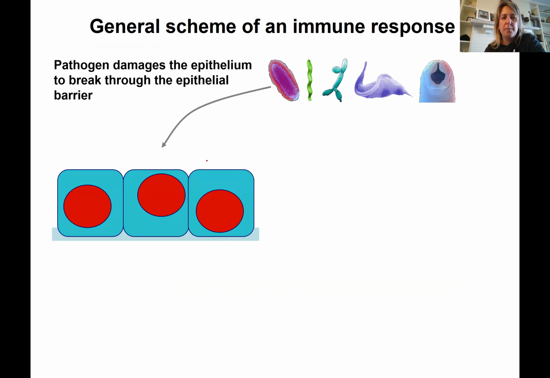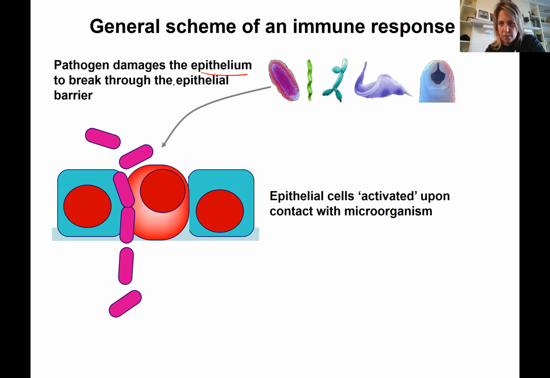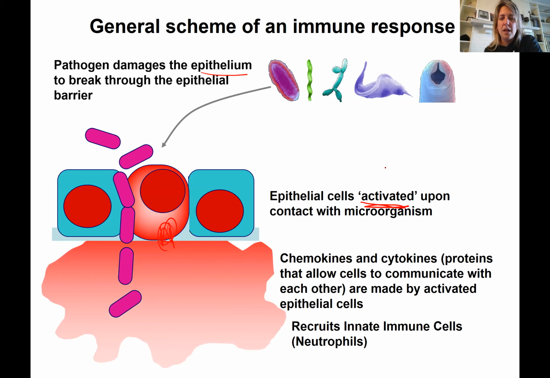So here a pathogen is going to damage the epithelium, like it broke the skin, and they were able to enter the body, causing inflammation. This is the epithelial cell depicted here, so it's activated. When the epithelial and endothelial cells get activated, they are the ones that start inflammation, and they recruit the immune system to come upon them.